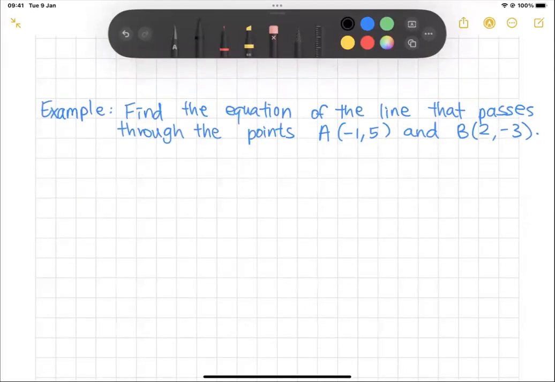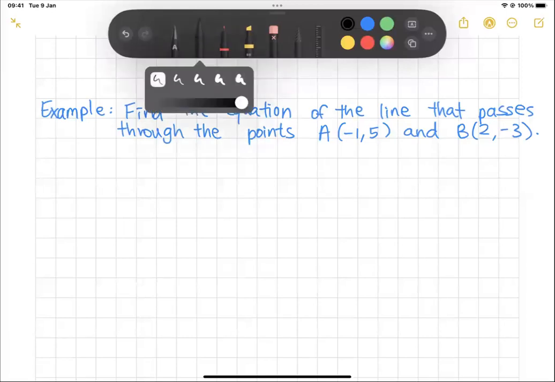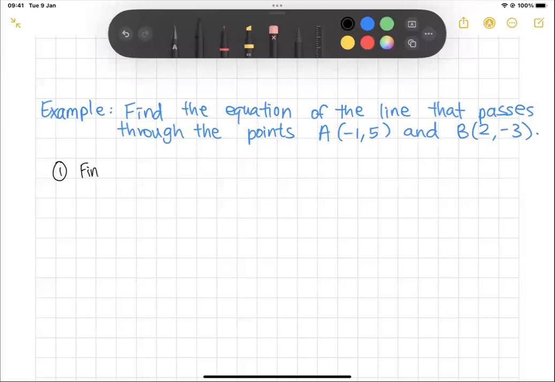Okay, if I get 2 points in a question, I can easily find my gradient. So what I'm going to do first is find the gradient. To find the gradient, I'm going to use these 2 points here. To use those 2 points, I'm going to label x1, y1 for my point A, and for my point B, I'm going to label x2, y2. Always label because this will come in handy for future references.